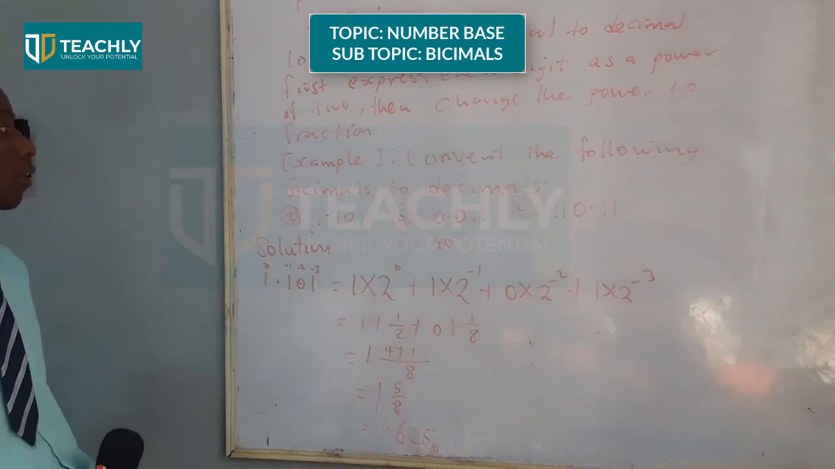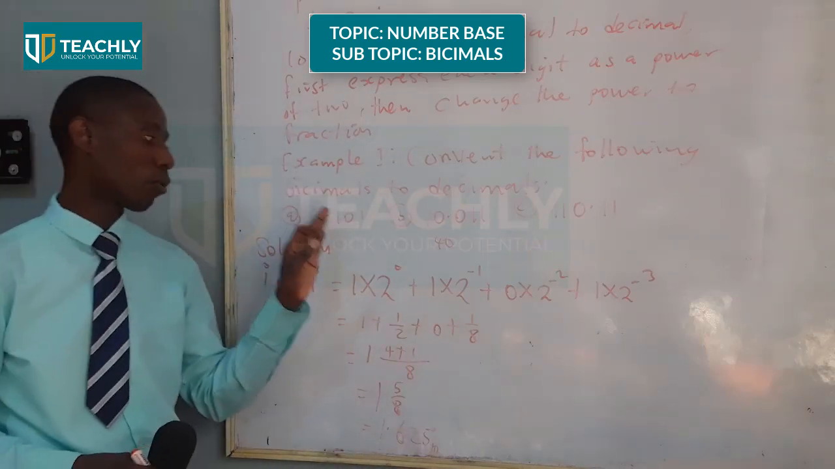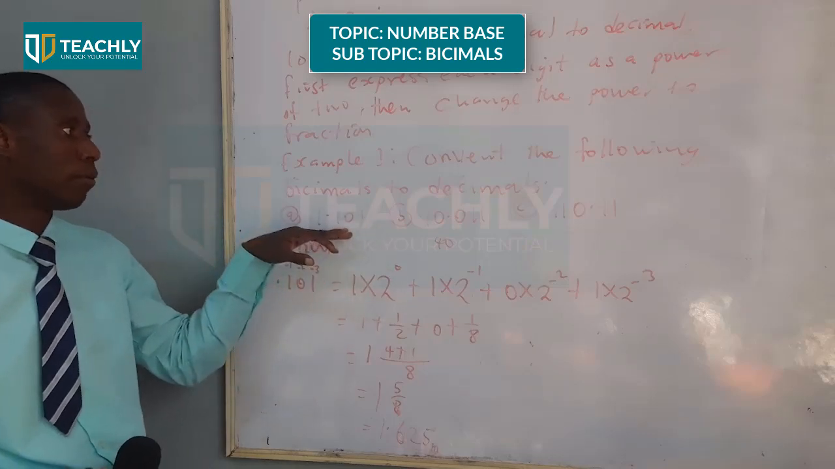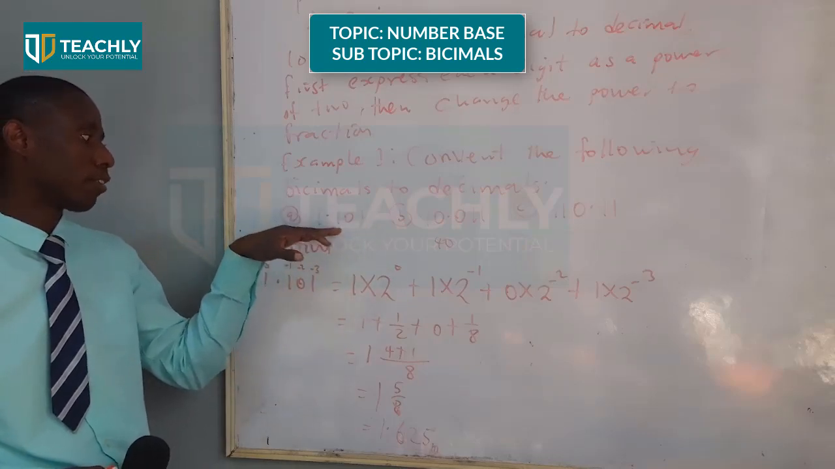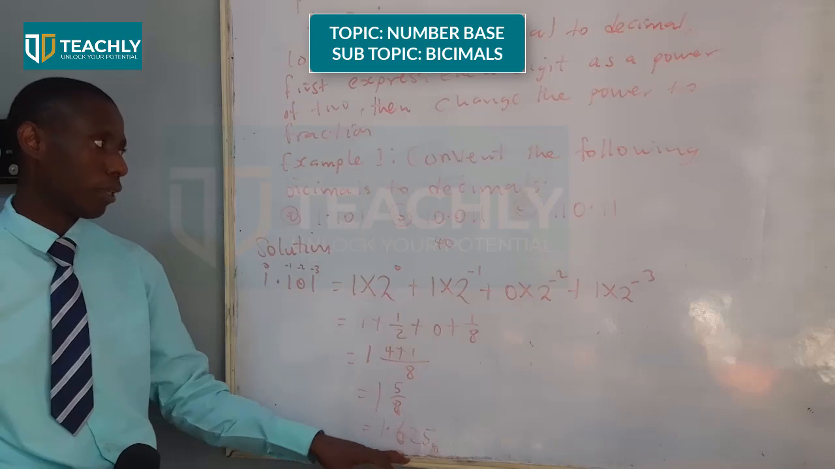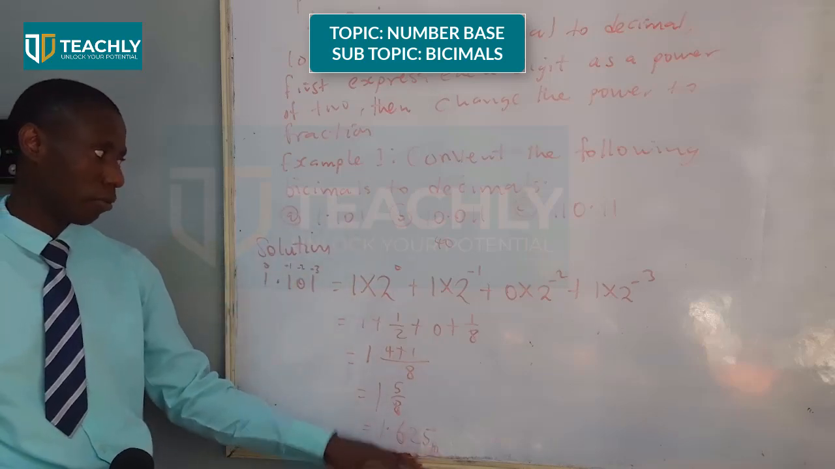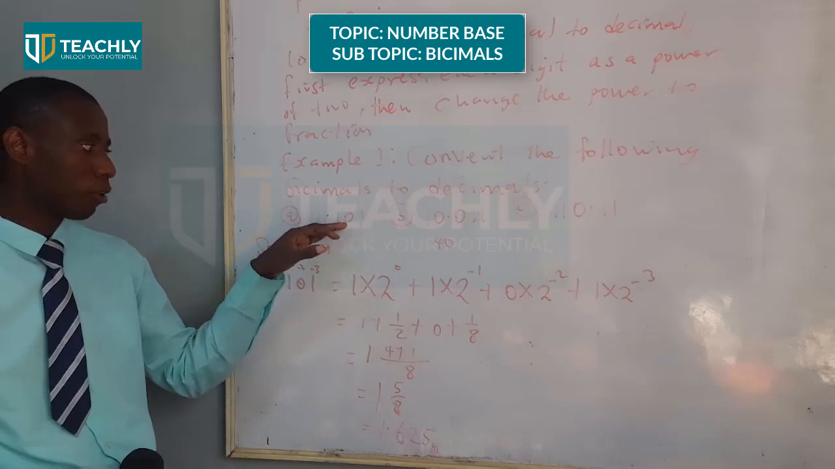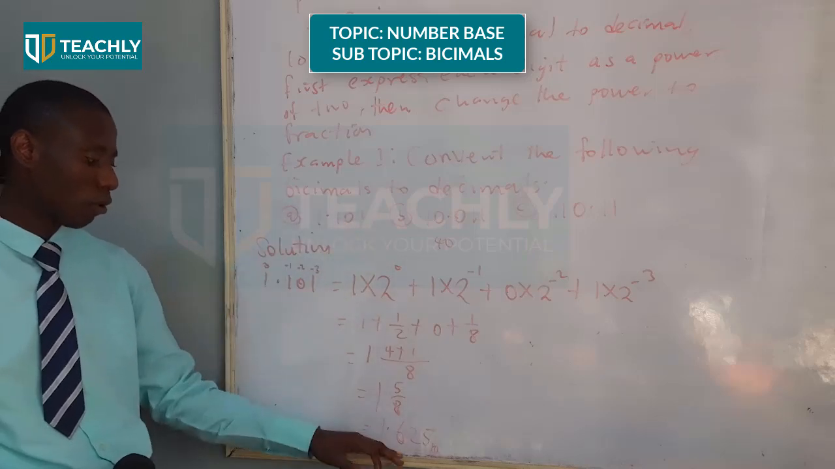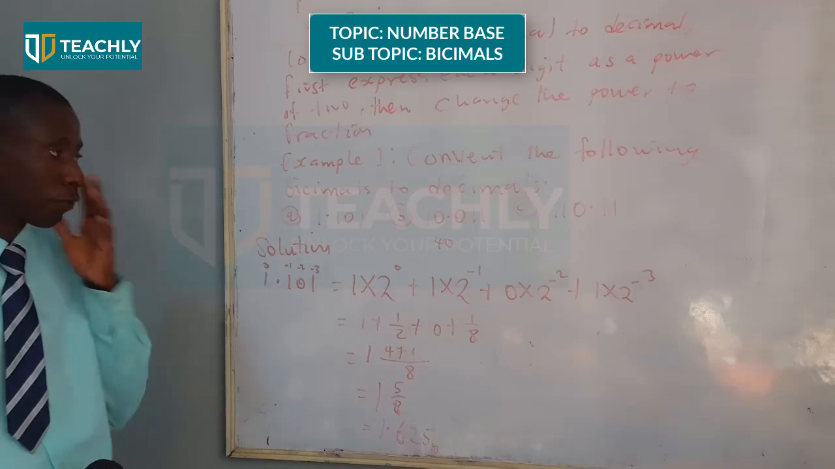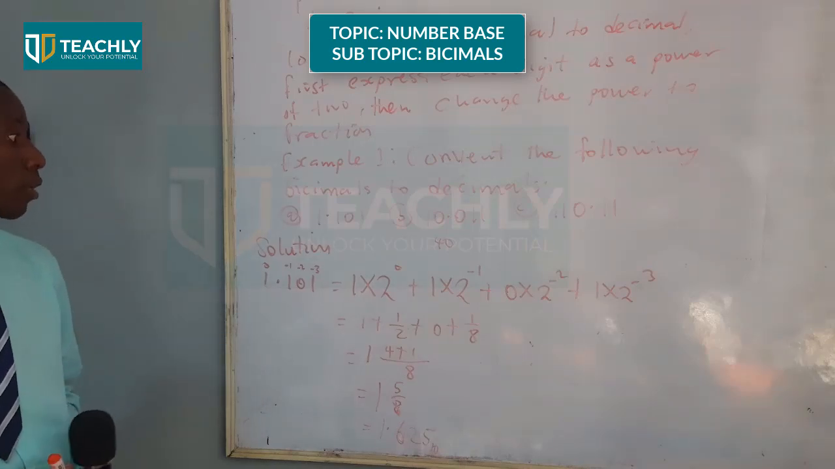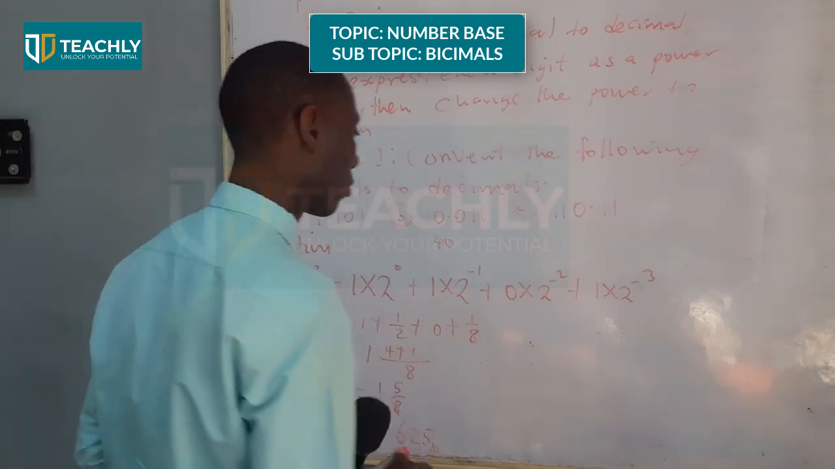So 1.625. So what are we converting? 1.101 in decimal to what? To decimal. That is from base 2 to what? To base 10. When the number is in base 2 with a fraction, we are converting it to base 10. So that is what we are doing. Okay, let's look at the next one.